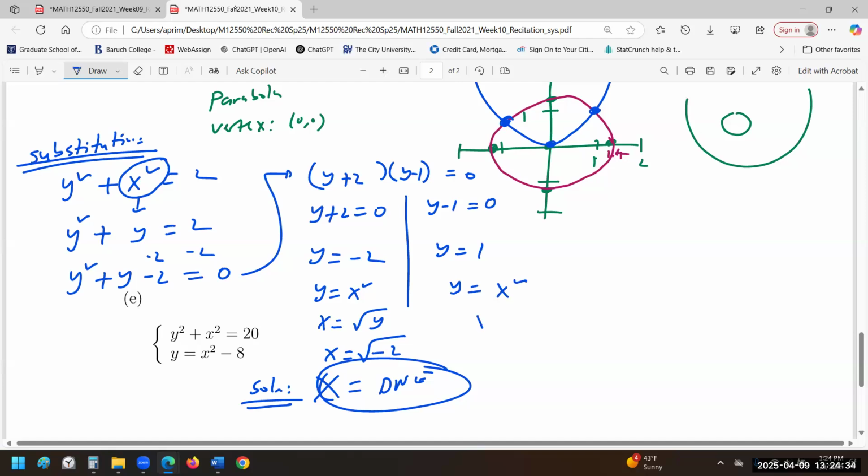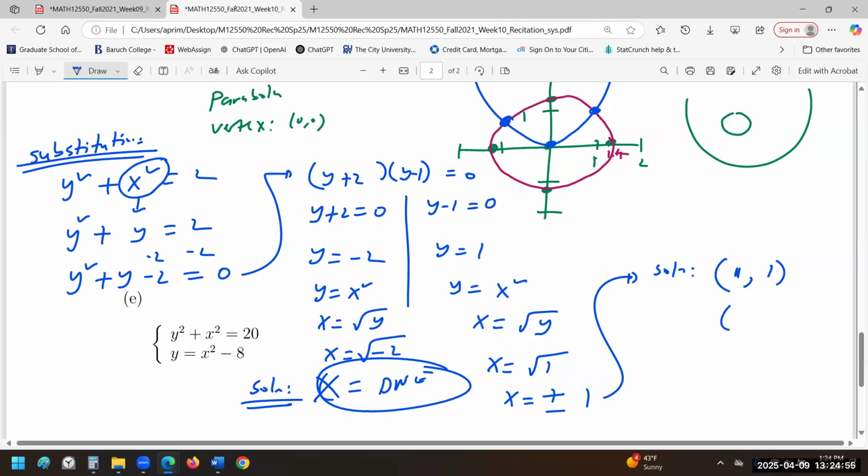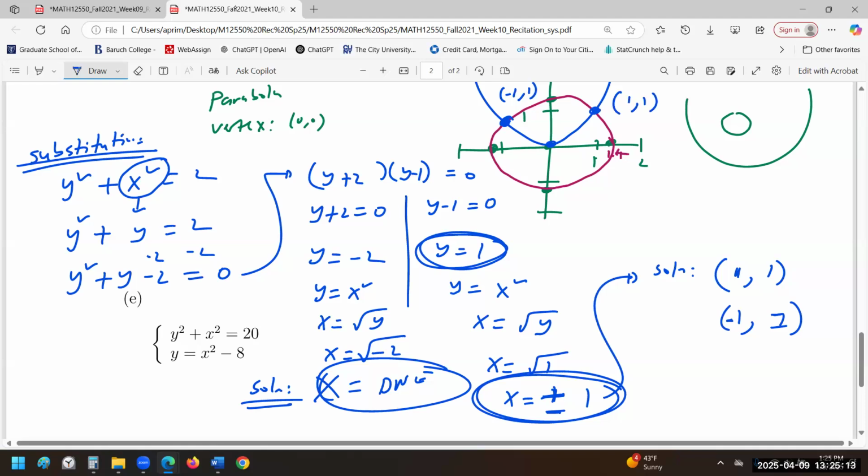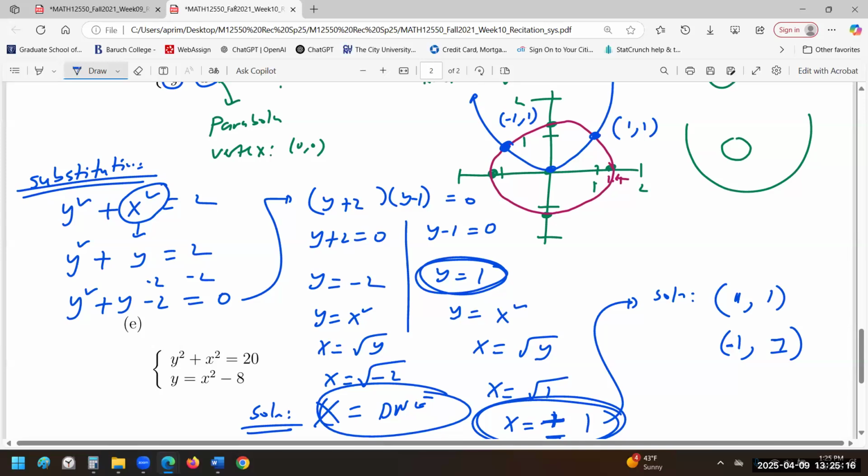Here y is x squared, so x is the square root of y, the square root of 1. What is the square root of 1? Plus or minus 1. So the two solutions we have are x equals 1, y is 1, and x equals negative 1, y is 1, because there are two x values but a single y value. And see your two solutions. So this point is negative 1, 1, and this point is positive 1, 1. It does make sense now. Two solutions.